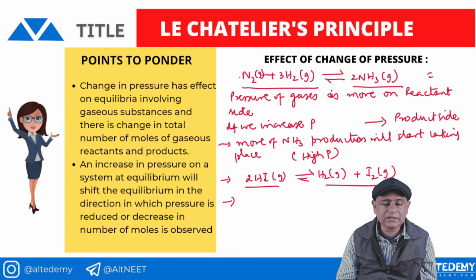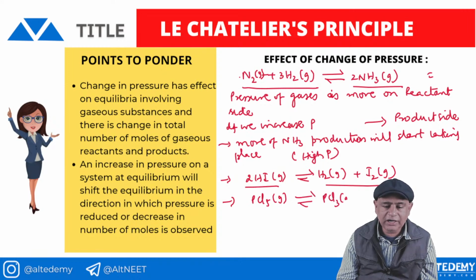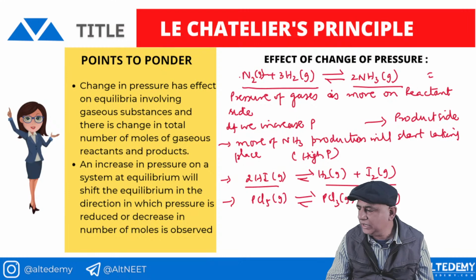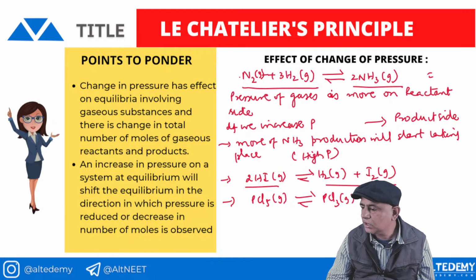We can take another example. Suppose we say PCl5 gas gives PCl3 gas and Cl2 gas. Are you understanding? Rohini, Mohan Reddy, Rayan, Hania?